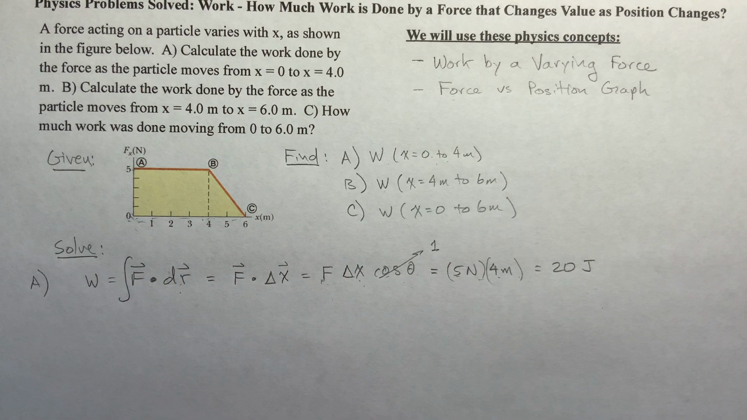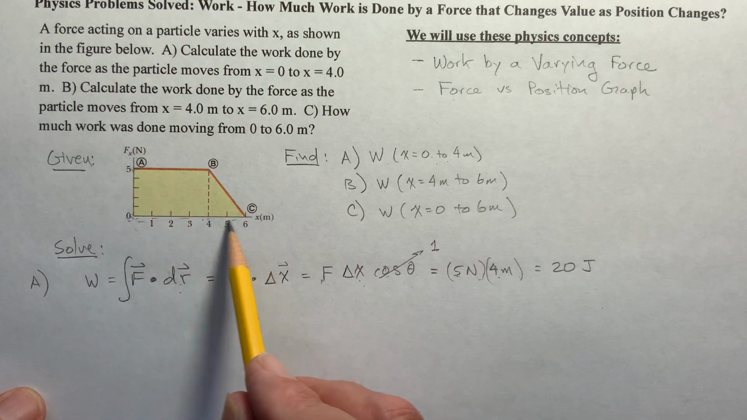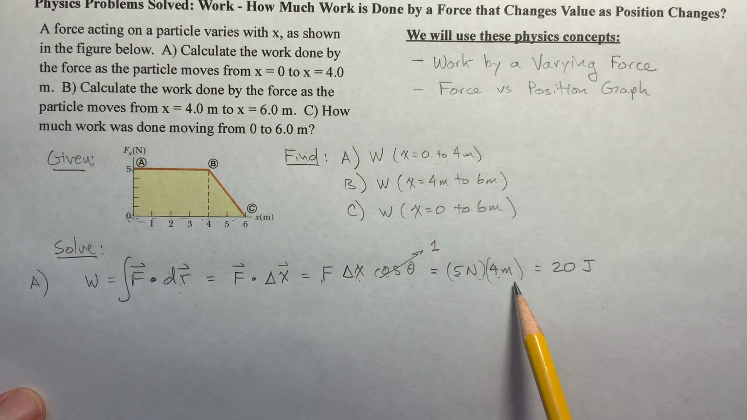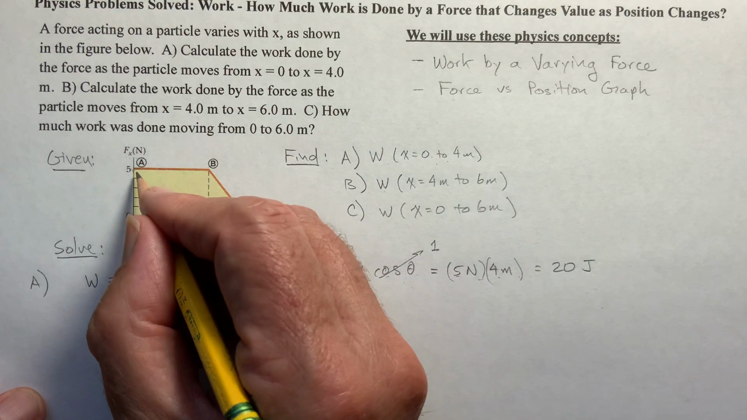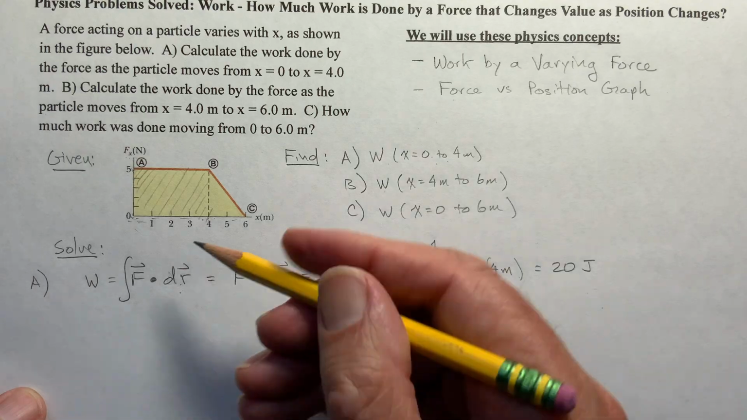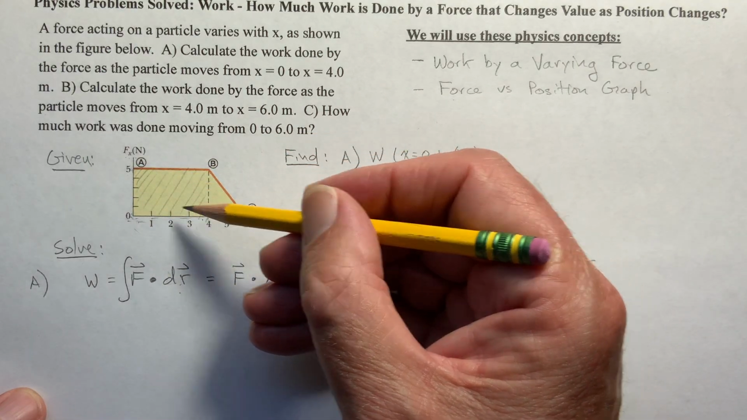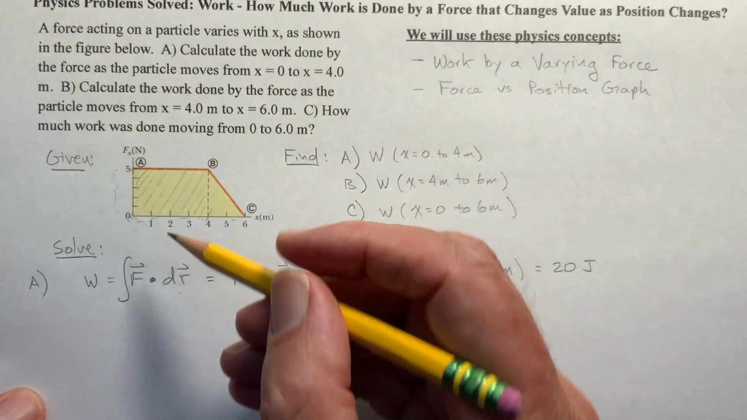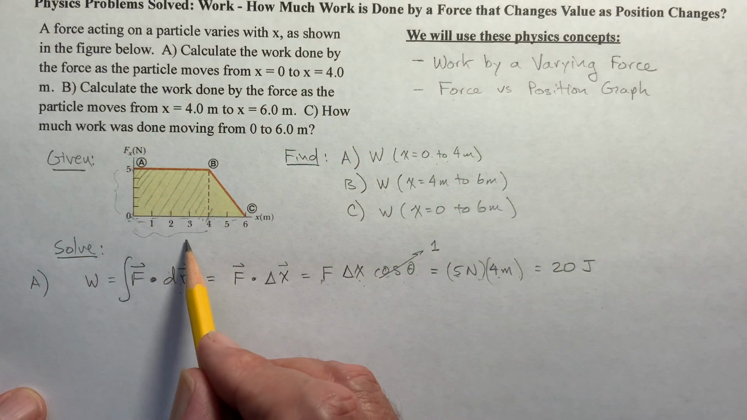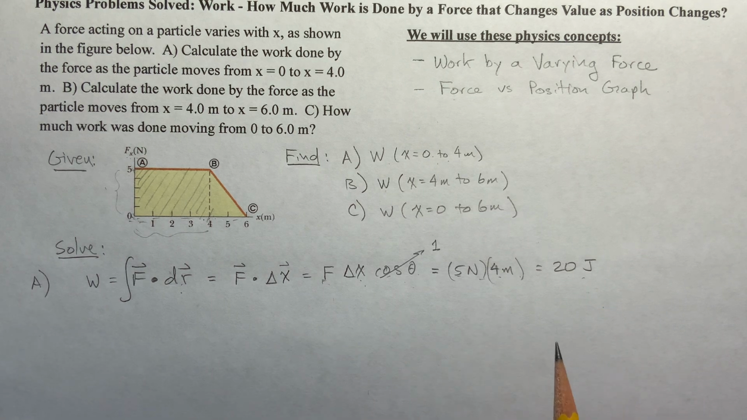Another way of looking at this is that if you have a force versus position graph, the work done by the force is just the area underneath that graph. This makes a rectangle, and this is 5 newtons and this is 4 meters, so 5 times 4 is 20, just like what we did here. Now we're going to go from here to here.